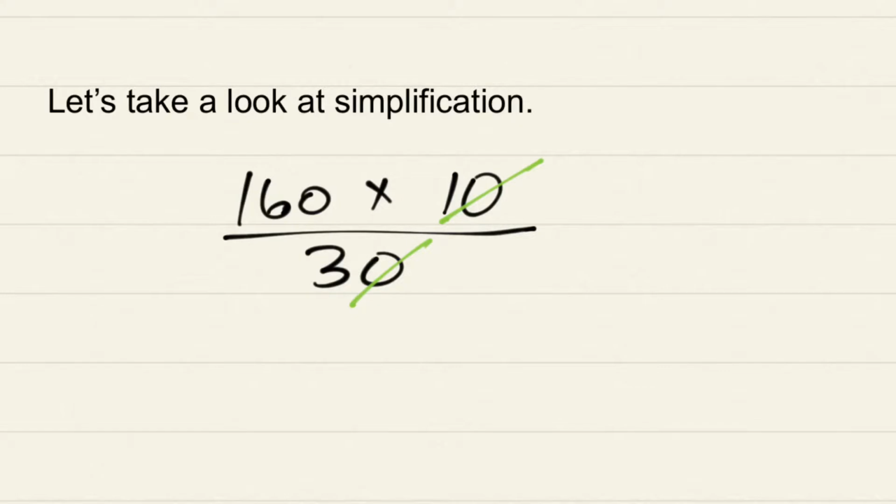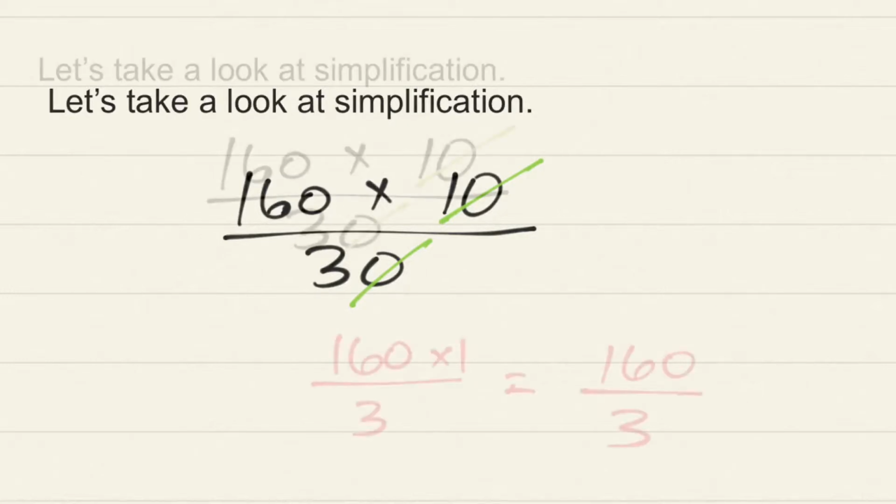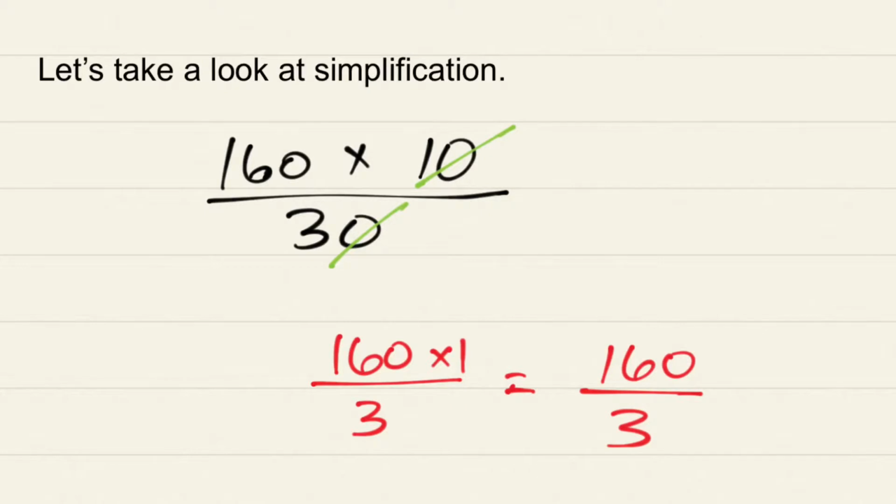And we have 160 times 10 divided by 30. I have a couple different zeros here. I have one zero below the line, so I can take one zero above the line. And you can see in the green ink where the zeros are canceled out. So that should help you in understanding with a visual representation, one above and one below. So after I simplify those zeros, my new problem is 160 times 1 over 3, or 160 divided by 3.